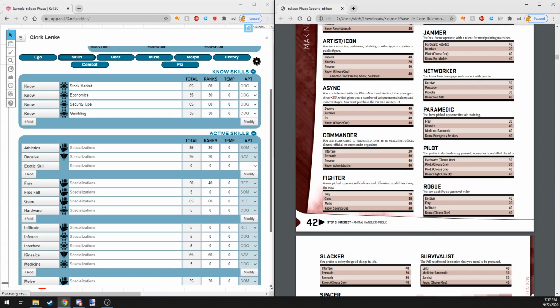You might notice that some of these are skills that we already have. Fray, guns, melee, knowledge, security ops, those are all things that being a soldier gives you. So the way that works is you just add one to the other. So I now have 100 points in security ops.